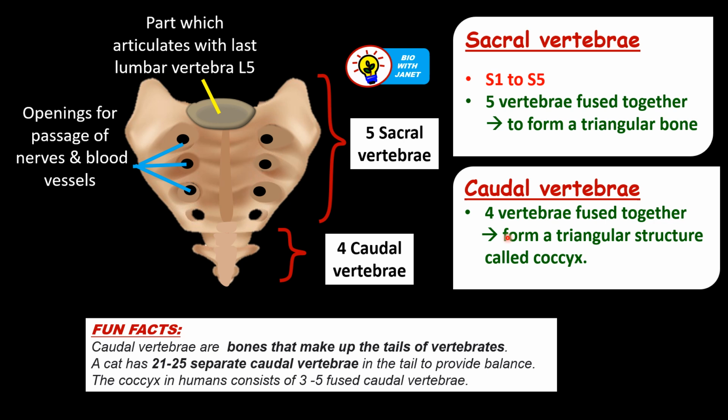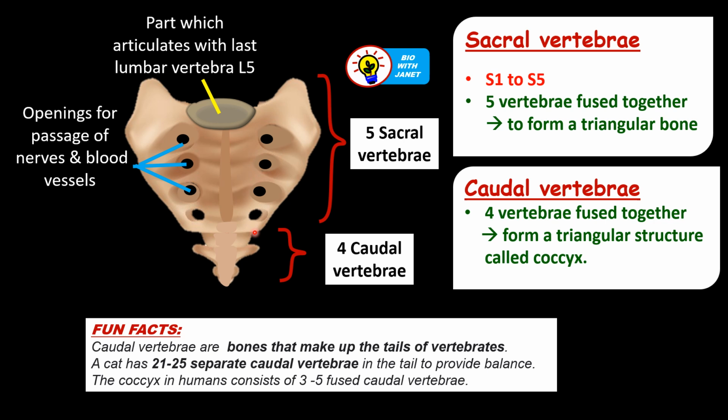Now let's go on to the last type of vertebrae, which are the caudal vertebrae. Caudal means the tail region. So there are 4 caudal vertebrae in humans that are fused together to form a triangular structure called the coccyx.